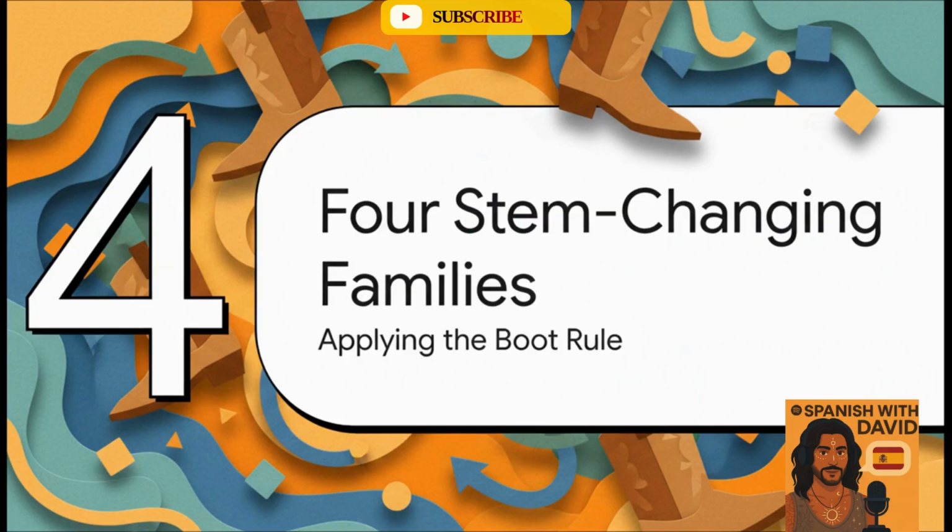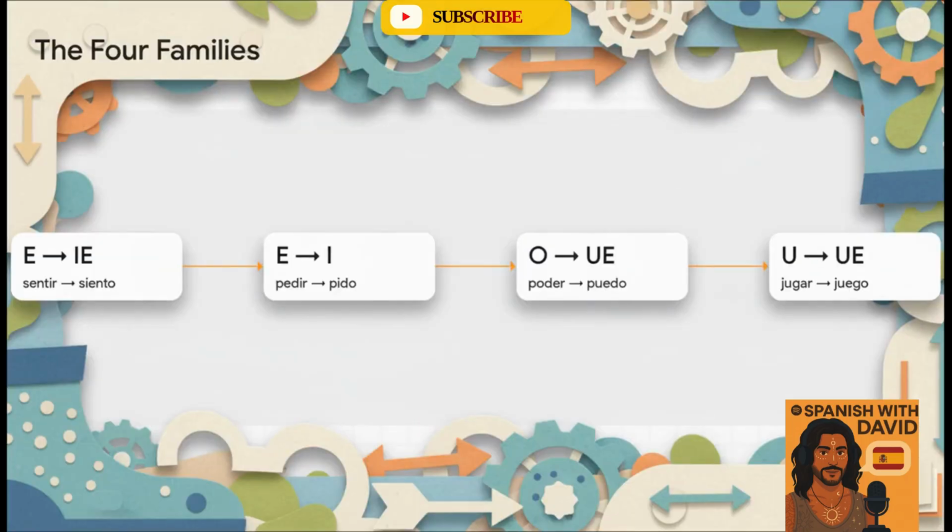Let's meet the families. So here are the four families. The vowel E can either change to IE or sometimes just to I. The vowel O almost always changes to UE. And finally, U also changes to UE. The key is, once you know which family a verb belongs to, you can apply the boot rule and conjugate it pretty much perfectly every time.